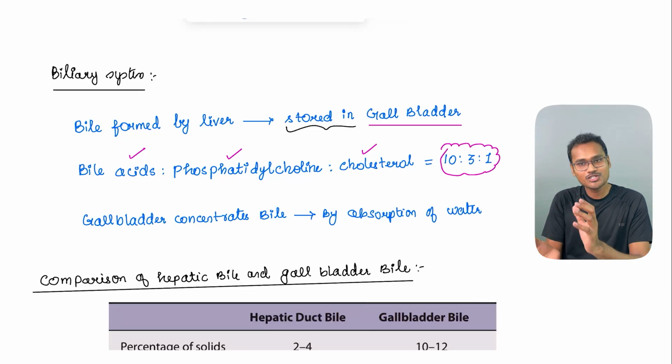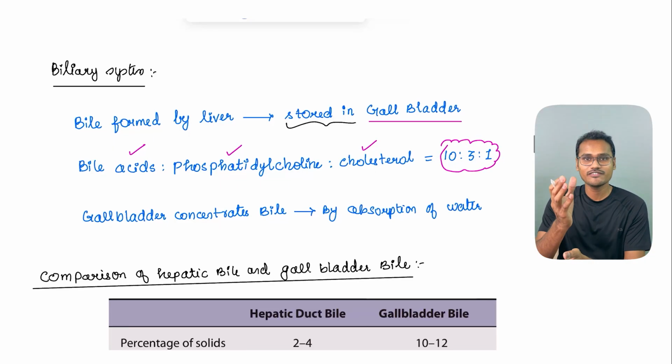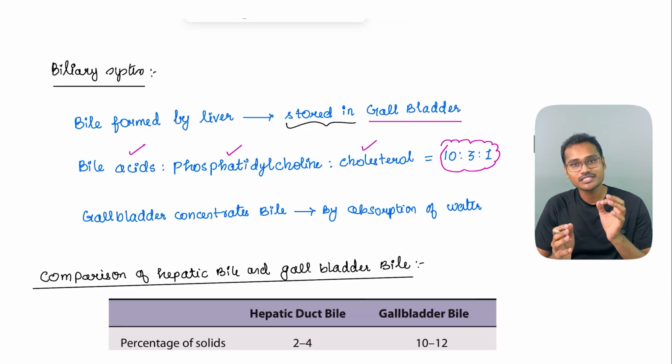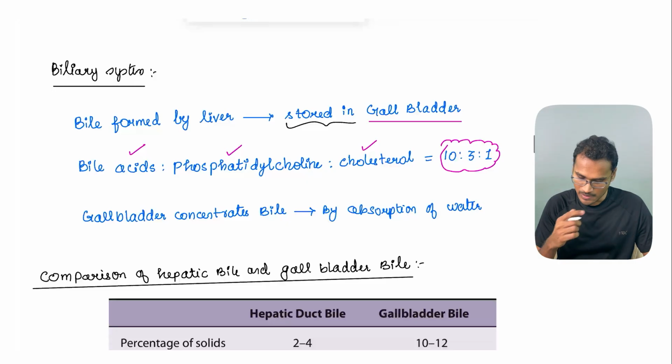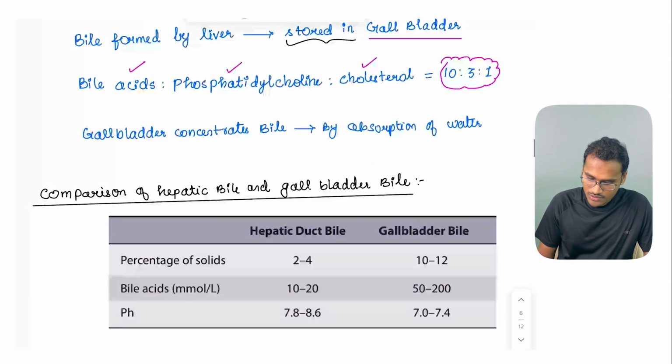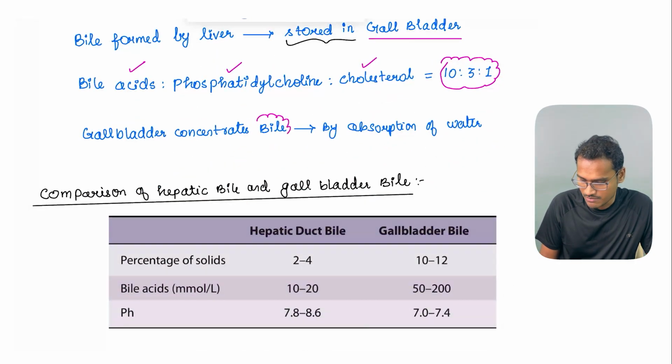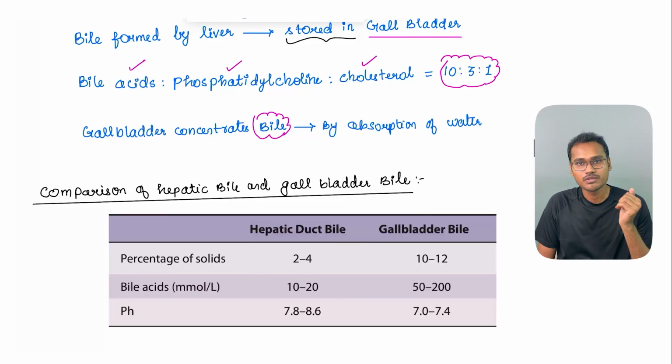But whenever this ratio changes, especially when the cholesterol level goes high, it is going to form stones, which are called gallstones. And the gallbladder can concentrate the bile. That is another important function, by reabsorbing a lot of water.